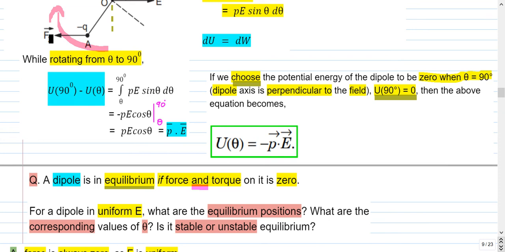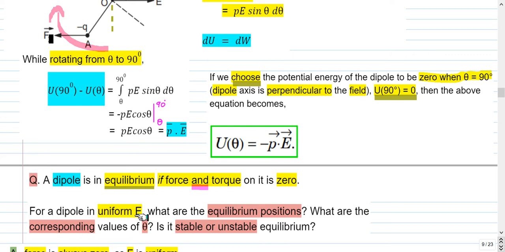Let's consider this question. A dipole is in equilibrium if the force and torque on it are 0. For a point mass, we can say it's in equilibrium if the net force acting on it is 0. But for an extended body to be in equilibrium, both the net force and the net torque have to be 0. A dipole is an extended body, because it has two charges separated by a distance 2a. So both torque and force have to be 0 for it to be in equilibrium.